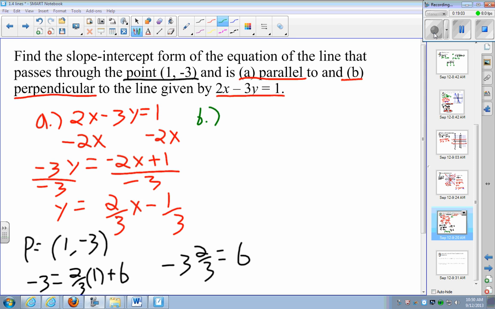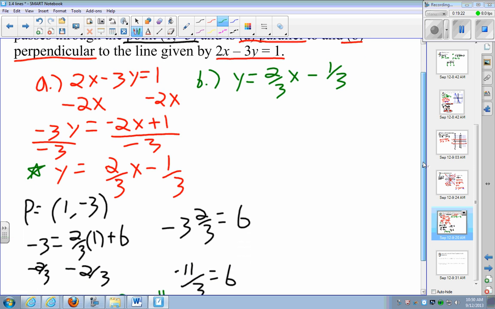So anyways, here for part B, when we're talking about perpendicular lines, we have to use the slope-intercept form again. And so I'm just going to write it down from when we solved it right there. So y is equal to 2/3 x minus 1/3.